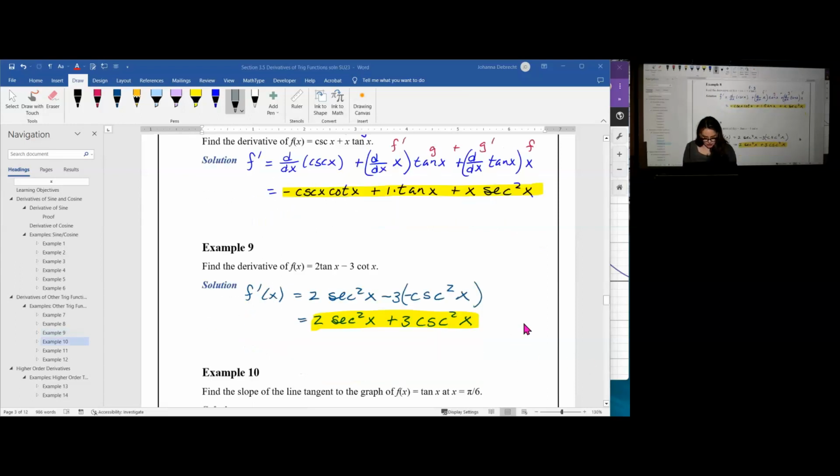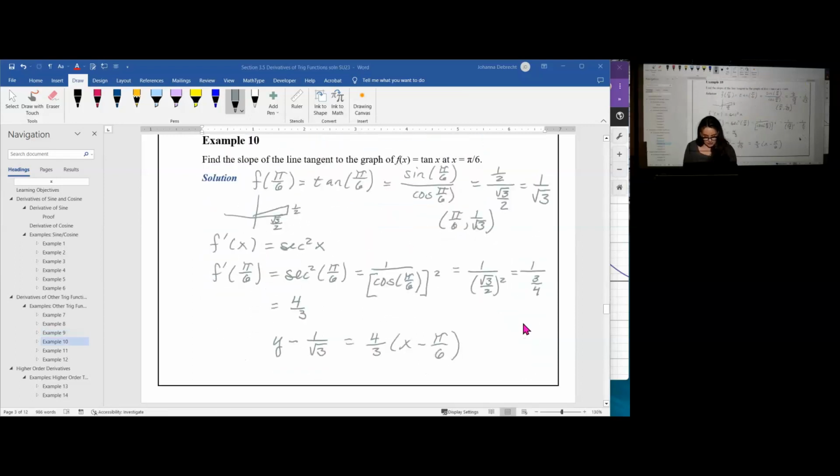Let's now look at the tangent line problem in number 10. Our function is tangent of x, and we're interested specifically when x is pi over 6. To write the equation of the tangent line, we need the point on the function, so we substitute pi over 6 into tangent. Tangent you can think of as sine divided by cosine, since you probably don't have the tangent of pi over 6 memorized.